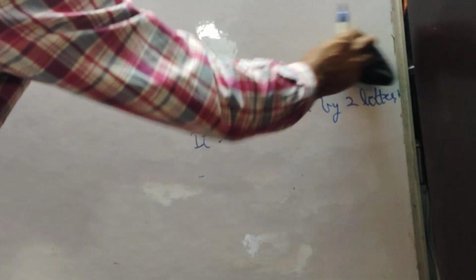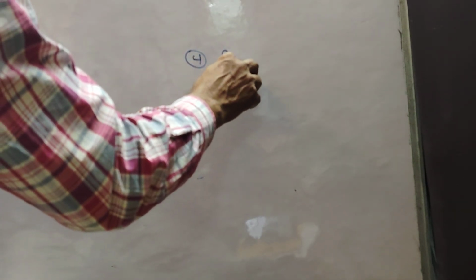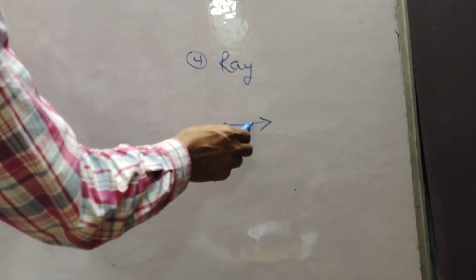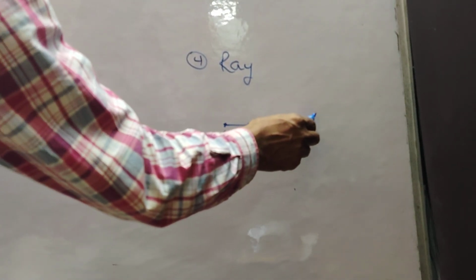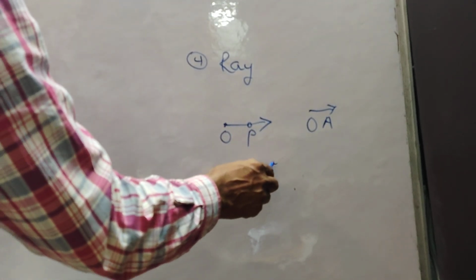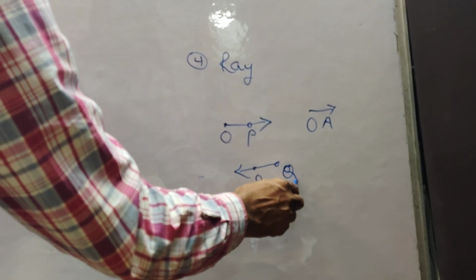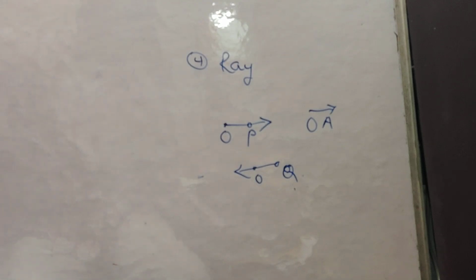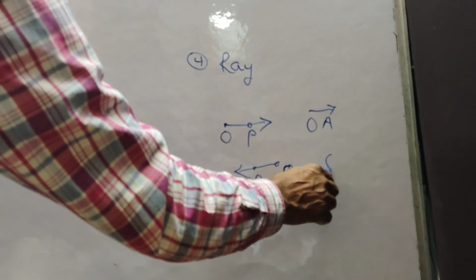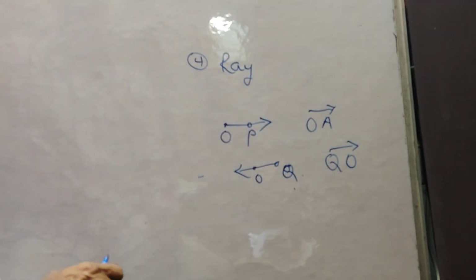After the third one, the fourth one is the ray. So what is a ray? This is the symbol of a ray. The name is given like this. It is read as ray OA. If the ray is in the left direction, the second one is read as ray QO. Starting from Q going toward O, it is read as ray QO.